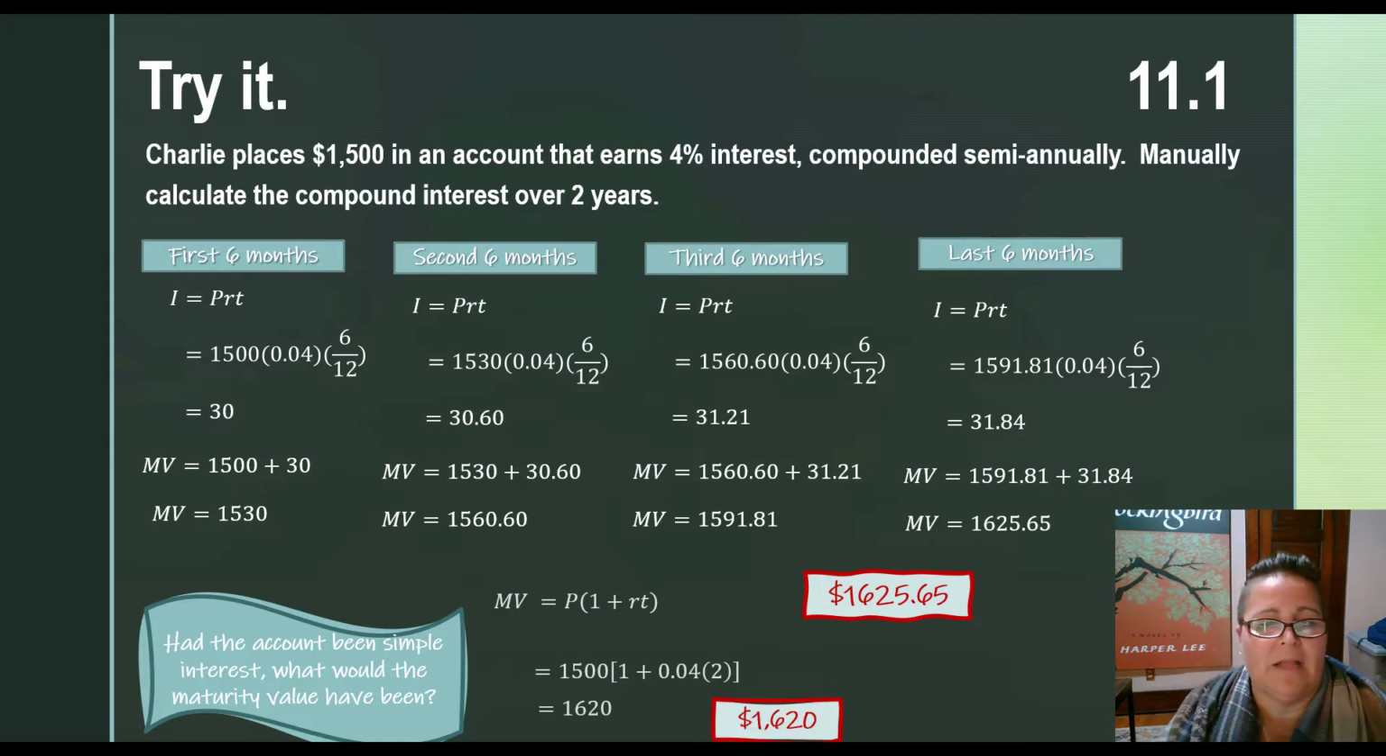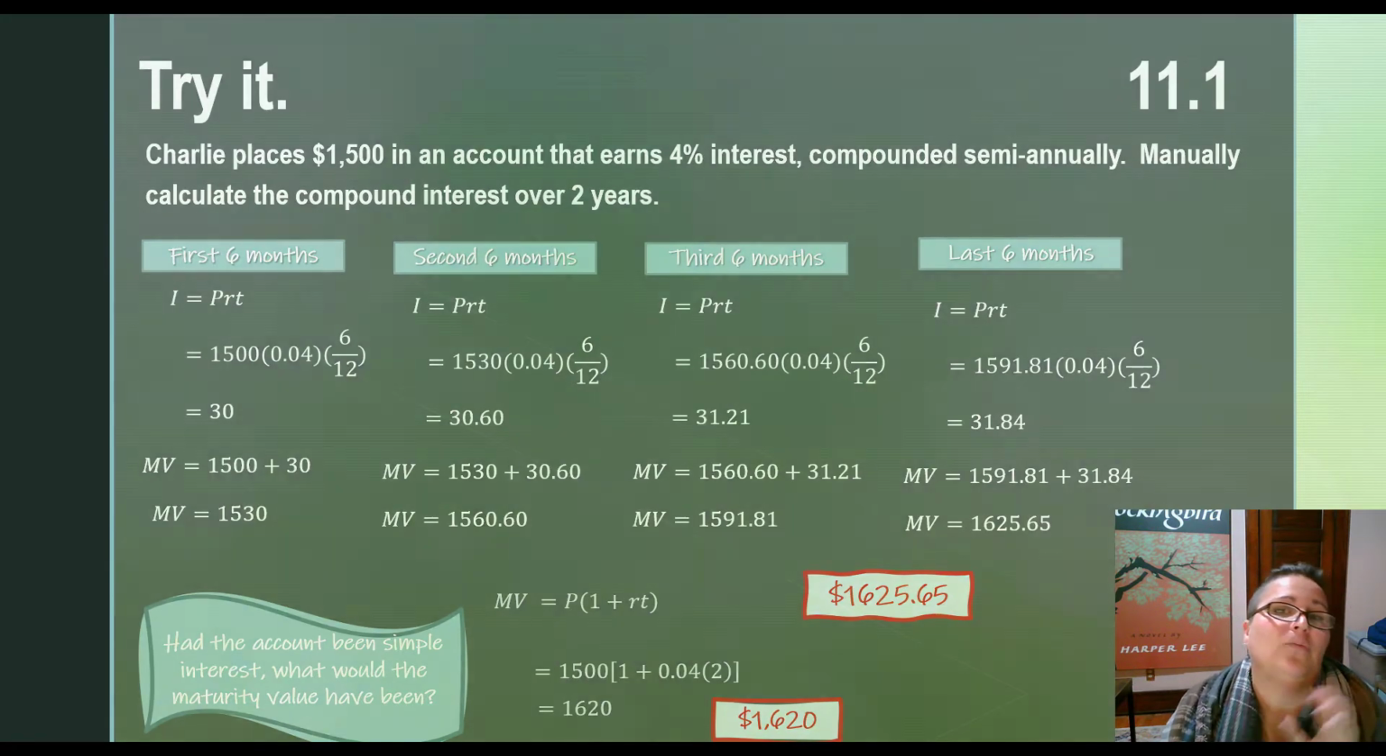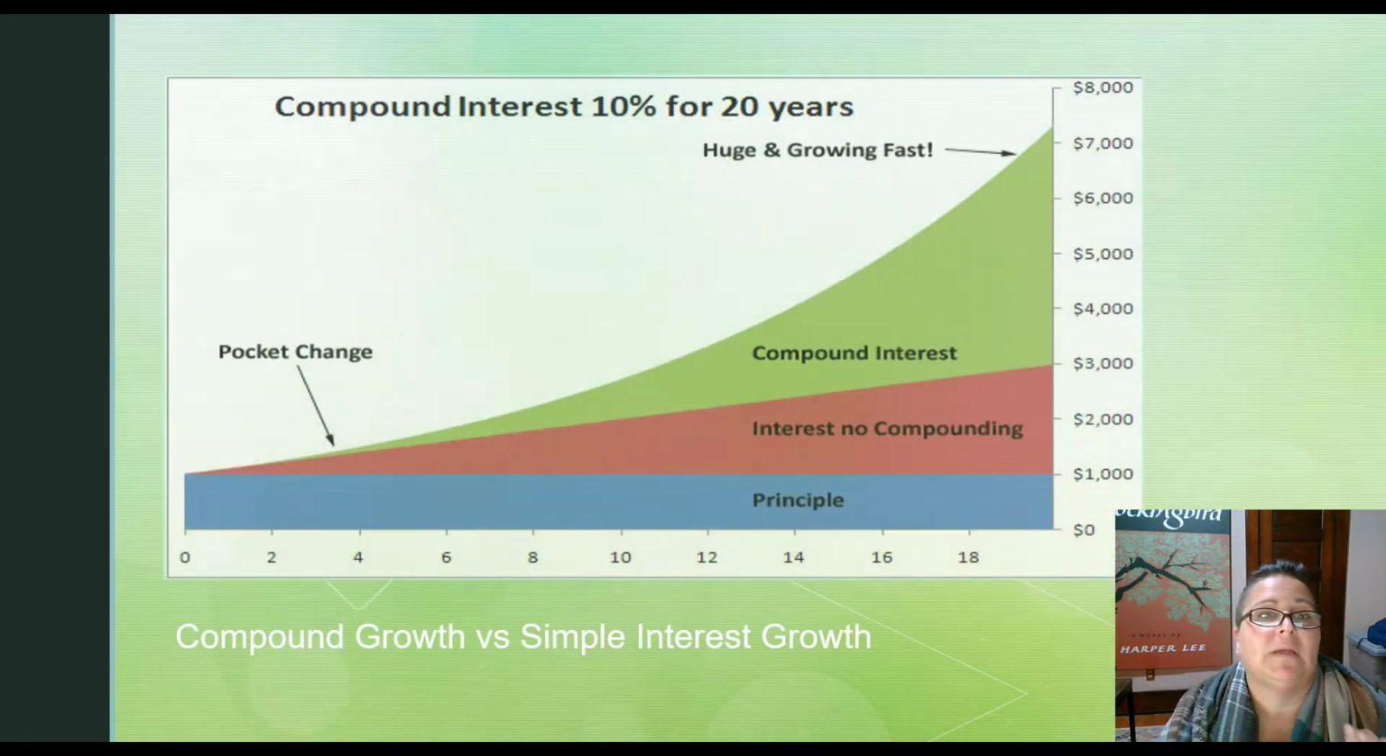That one skipped the line there. So we'd have simple interest would have been $1,620. Do you see the difference? The difference between compounded interest and simple interest. The compounded interest was slightly more, $5.65 more. Not a lot, but just a little bit. Compounded interest will always be more than simple interest.